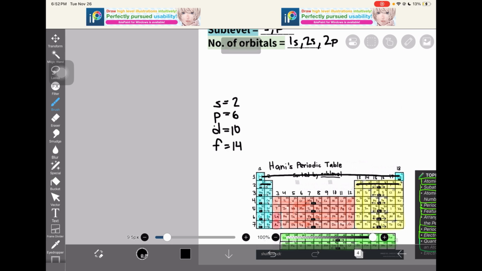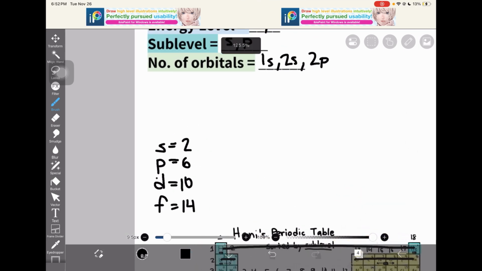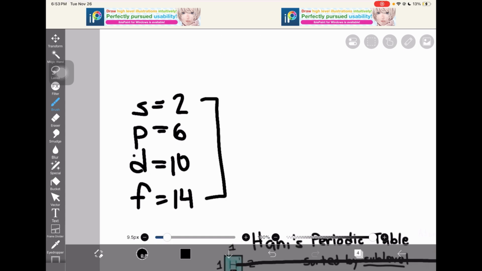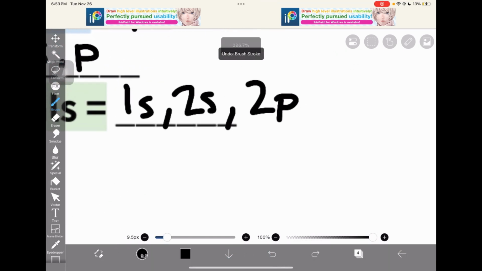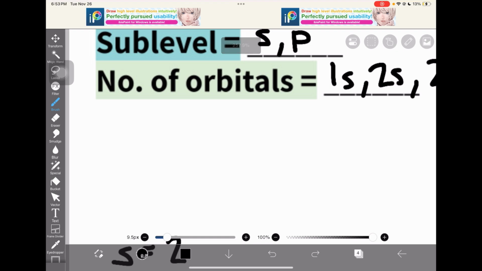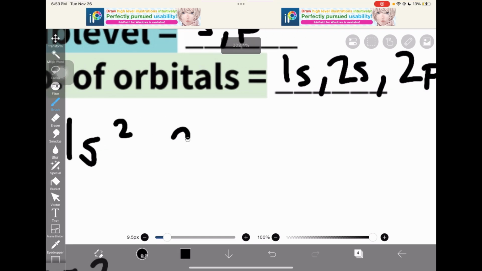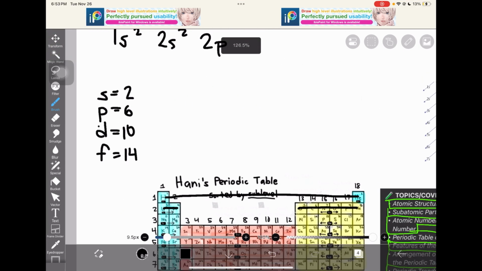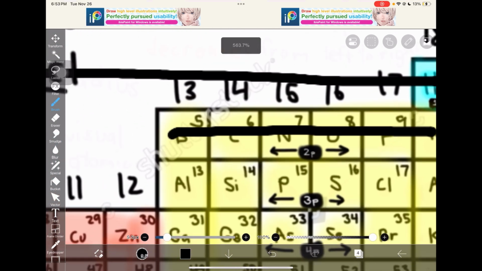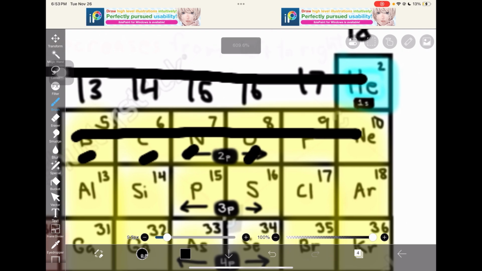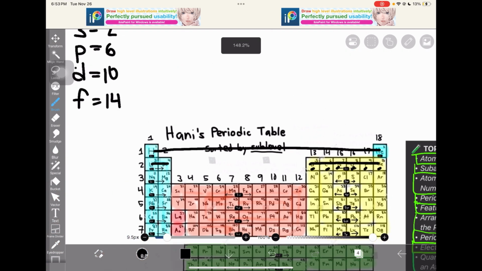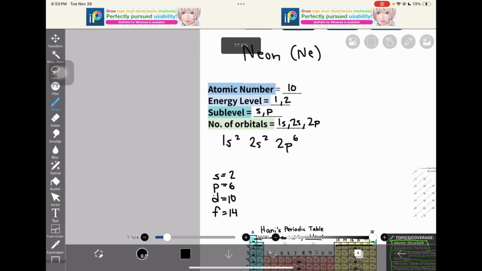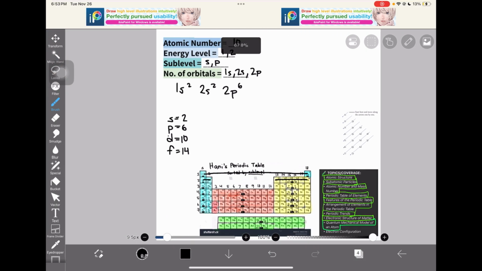Now, let's count how many of each one. By the way, you should apply this maximum number automatically up until the last orbital you listed. So immediately, 1s2, 2s2, but we're not sure about 2p. And it's only then you start counting. 1, 2, 3, 4, 5, 6. So that means it's 2p6. Fairly simple.